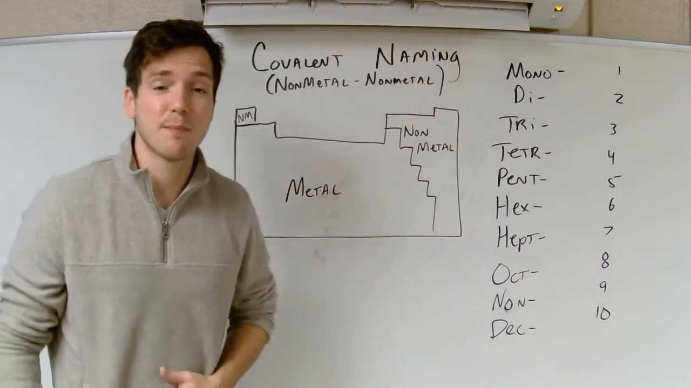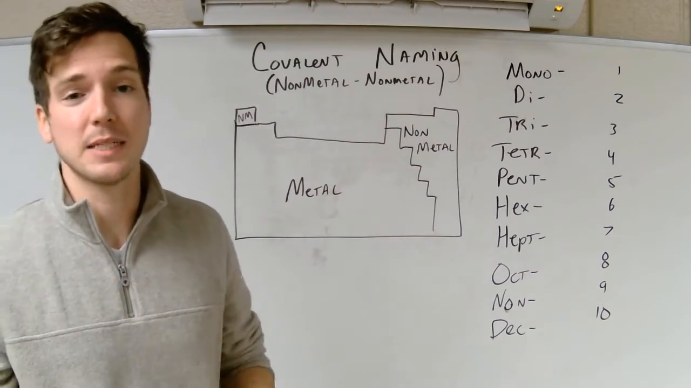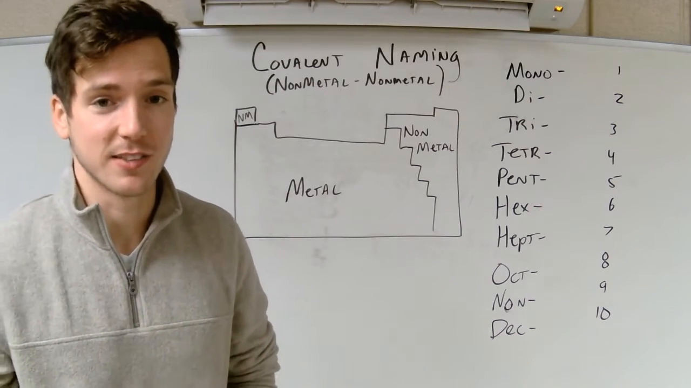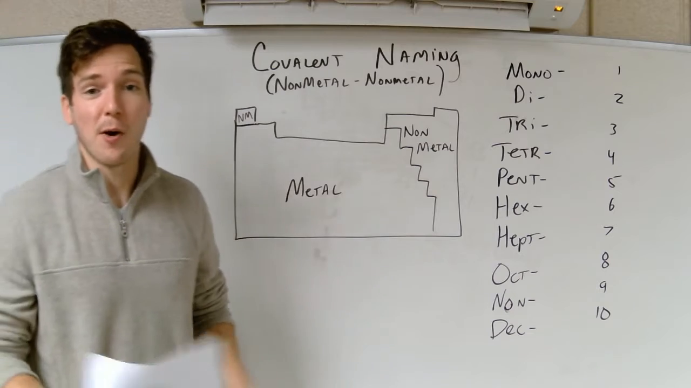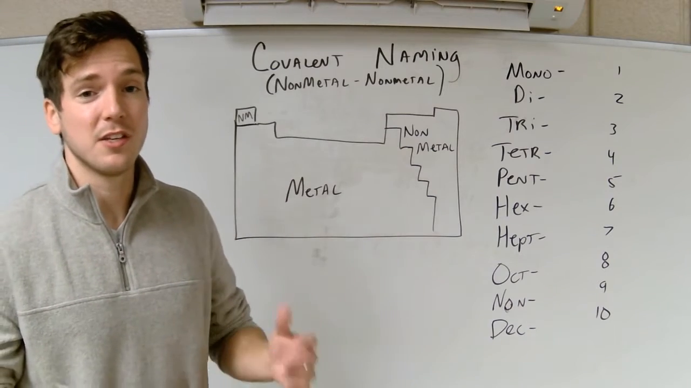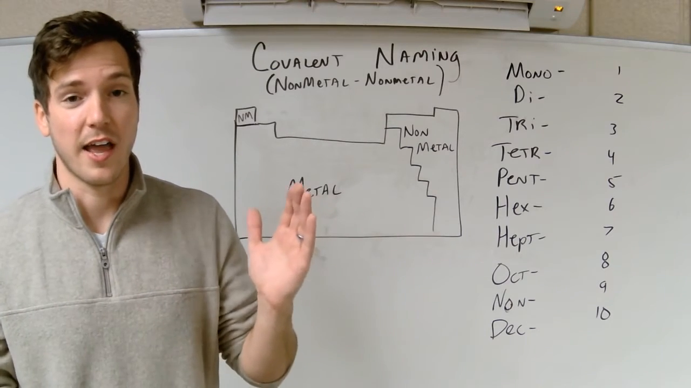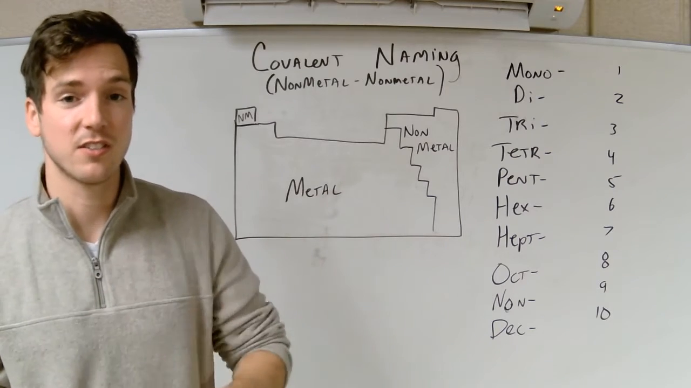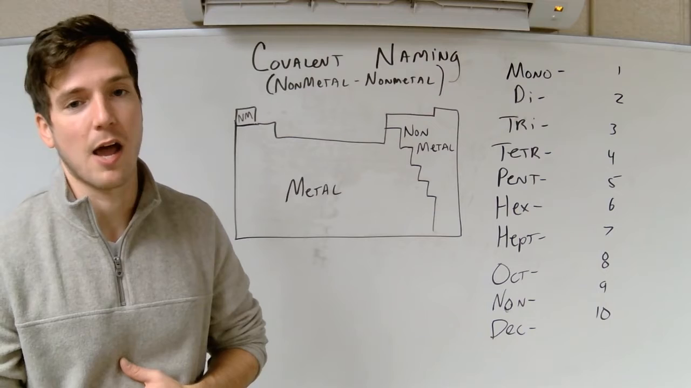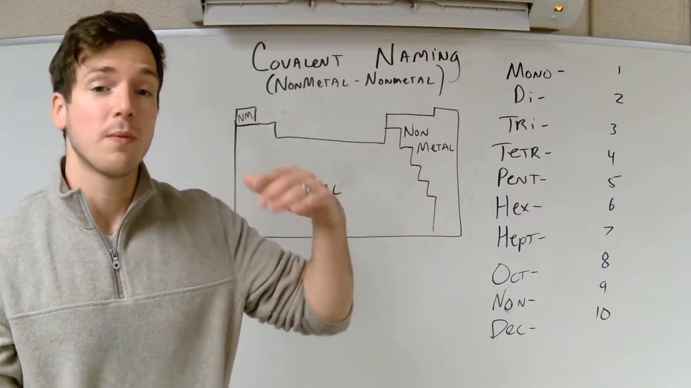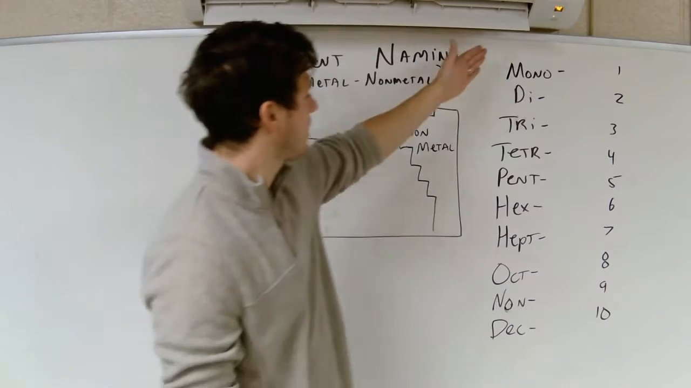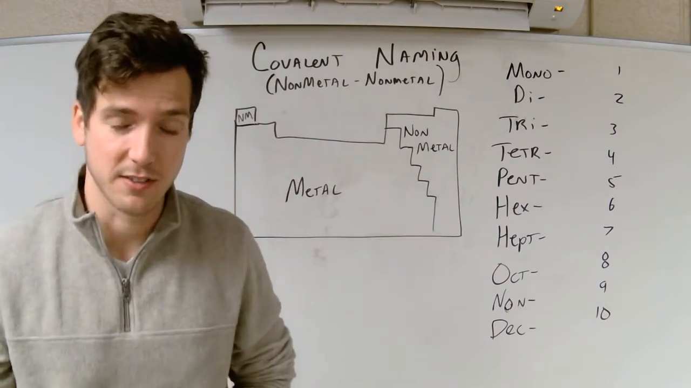But the thing with covalent bonding is that they don't bond based on charges. They bond based on sharing electrons. So you could have multiple of either one. You could have H2, you could have CH4, you could have CH6, okay? It all just depends on how many they're willing to share. So we have to state how many of each atom there are, and that's why we use these prefixes here.